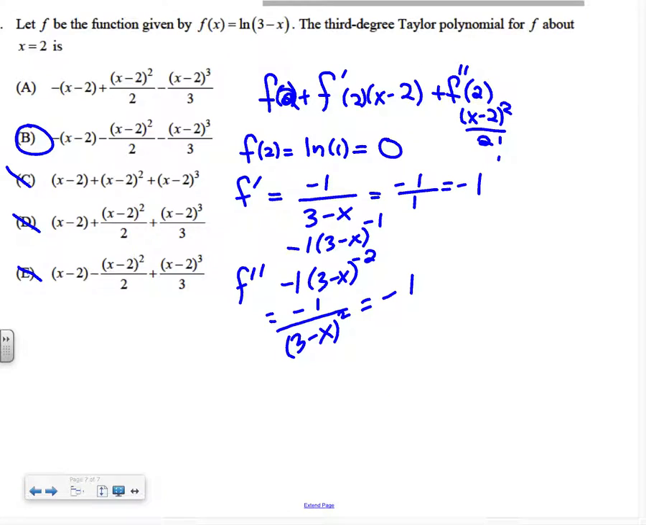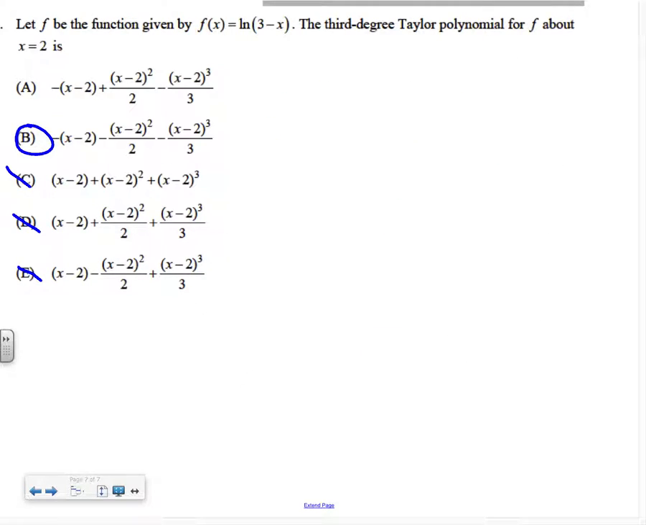Is it over? Yes, we have an old AP problem. Let's see if we can do it. Okay, so what does it say? Let f be the function given by the ln of 3 minus x. Let's do the third degree polynomial for f about x equals 2.